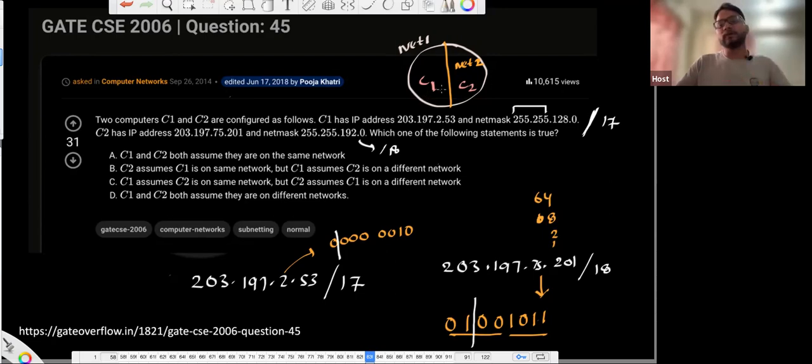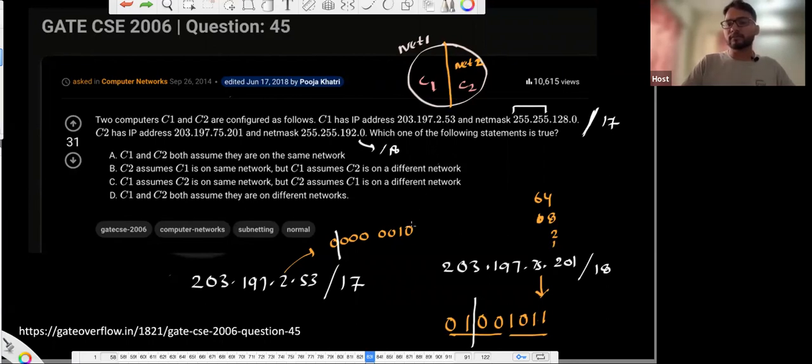So for C1, what is the subnet mask? For C1 this is the complete network, right? So for C1 there is no network 2, because you decide based on the subnet mask. For C1 the subnet mask is /17, so this is the complete network. Which means C1 will think that C2 is in the same network, but C2 does not know that C1 is in the same network. So C2 assumes that C1 is a different network, because for C2 this is the complete network. But for C1, this whole thing is a network, based on the subnet mask. So that's why C is the answer.